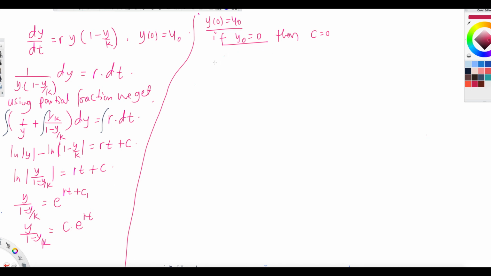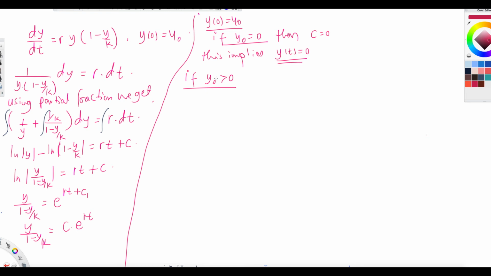So this implies y of t equals 0. Okay, so if the initial condition is 0, then the solution will be 0 everywhere. That's what we got from the graph too, right? So if y0 is greater than 0, since this is the population, we are taking greater than 0 or 0 at the beginning. If the initial population is 0, then the population will be 0 forever.